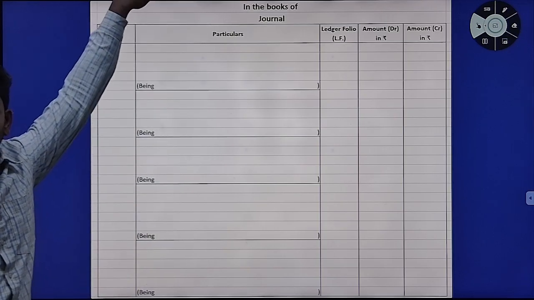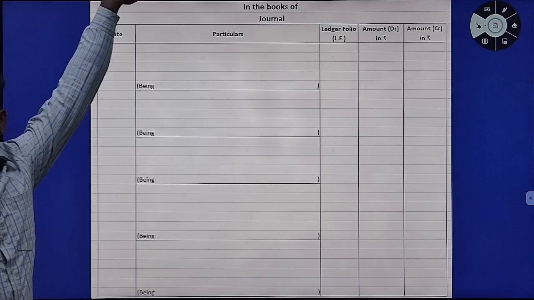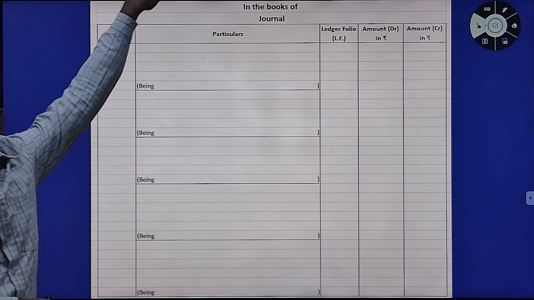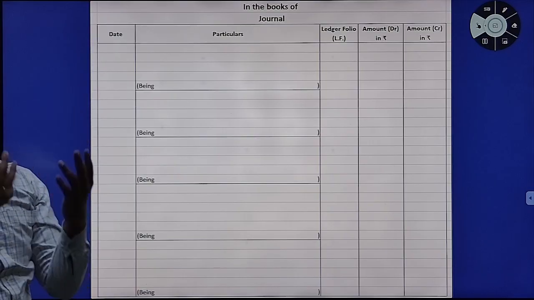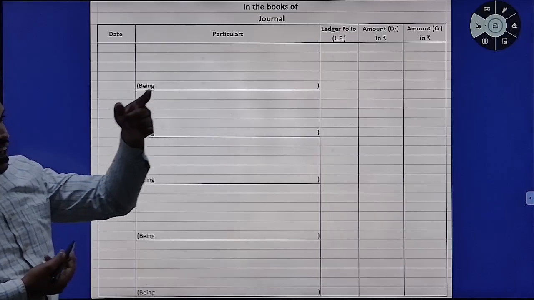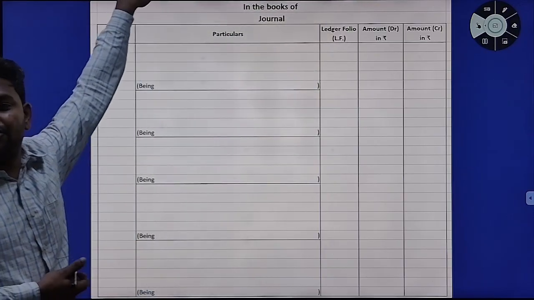Classify in the sense, whichever accounts you are debiting, whichever accounts you are crediting, that particular ledger account you should open again, and that ledger account has debits, credits, and then you arrive at the balance, yes or no? So the number in that particular ledger book will come here for reference.